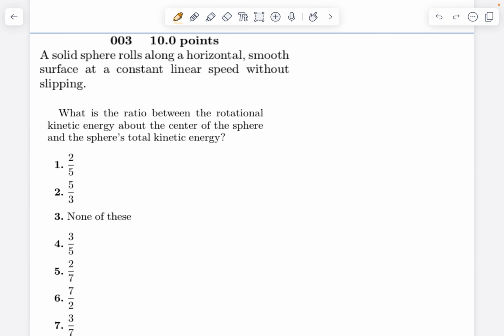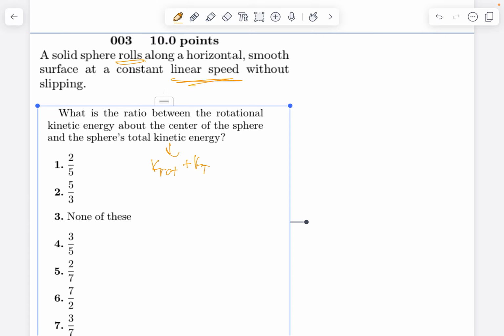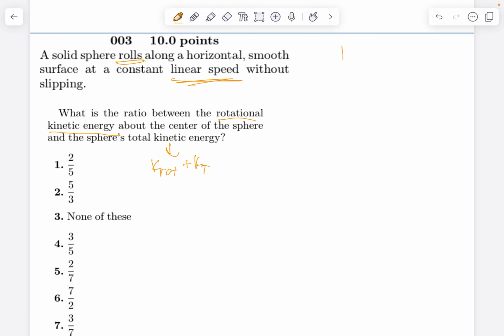Okay, so it says a sphere rolls along a horizontal smooth surface at a constant linear speed without slipping. We want the ratio between the rotational kinetic energy and the sphere's total kinetic energy. So the sphere is spinning, it is rolling, and it's moving at some linear speed. So the total kinetic energy would be the rotational kinetic energy and the translational kinetic energy added together. Total means to add. And ratio means to divide. So between the rotational kinetic energy, I'll take my rotational kinetic energy and divide that by my total kinetic energy.